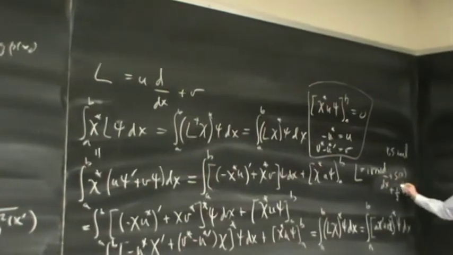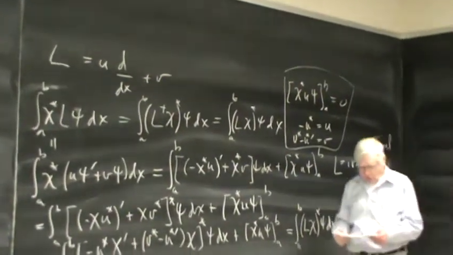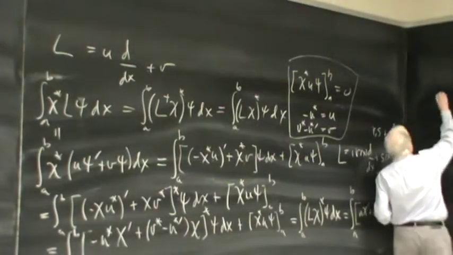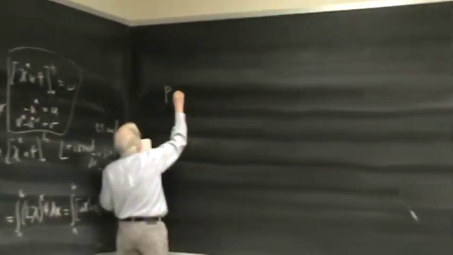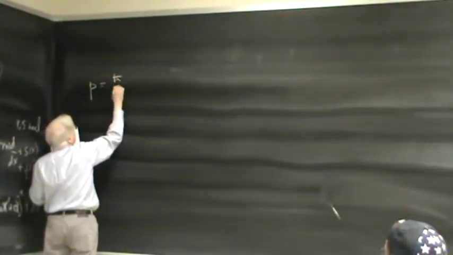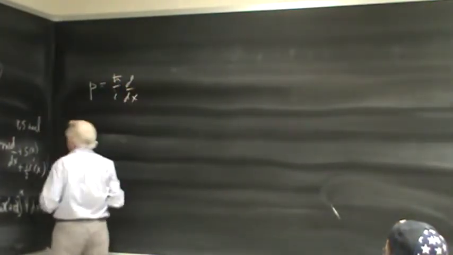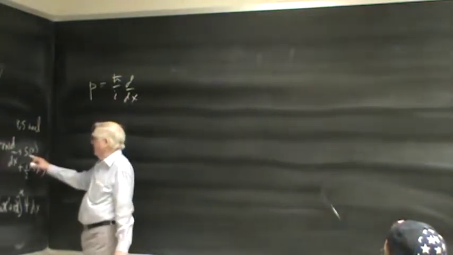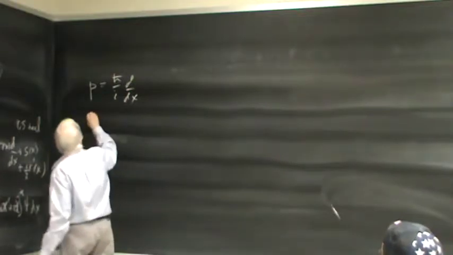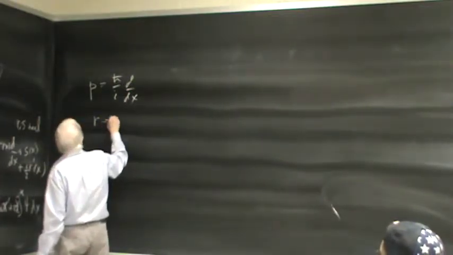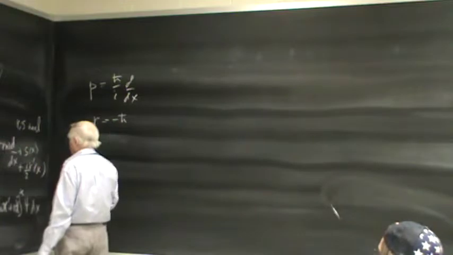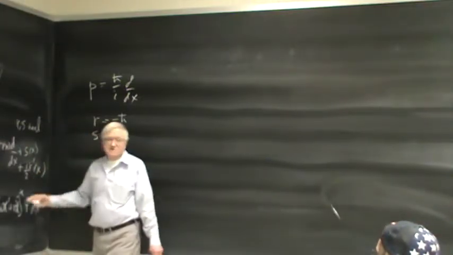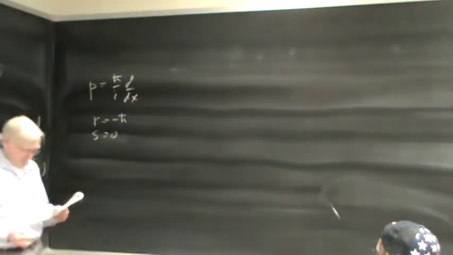And I've thrown in the i's in order to make more connection with quantum mechanics. The examples are: P, of course, is h bar over i, d by dx, and that's the case. R is a constant, this is the case. R is equal to minus h bar. This term vanishes, and S is equal to 0. So this is a very, very simple example.